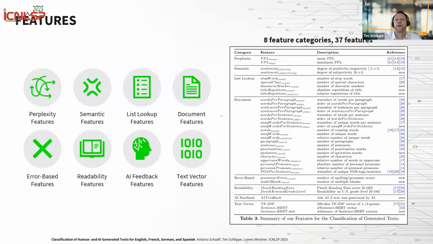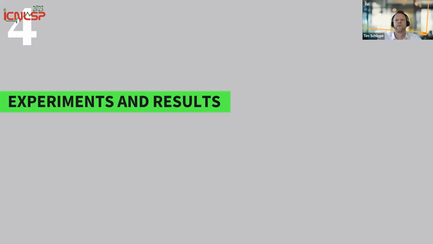And so in total, we came up with 37 features in our 8 feature categories. And as you can see in the table, 10 features were even completely new, never investigated by related work. Now I will walk you through our experiments and results.